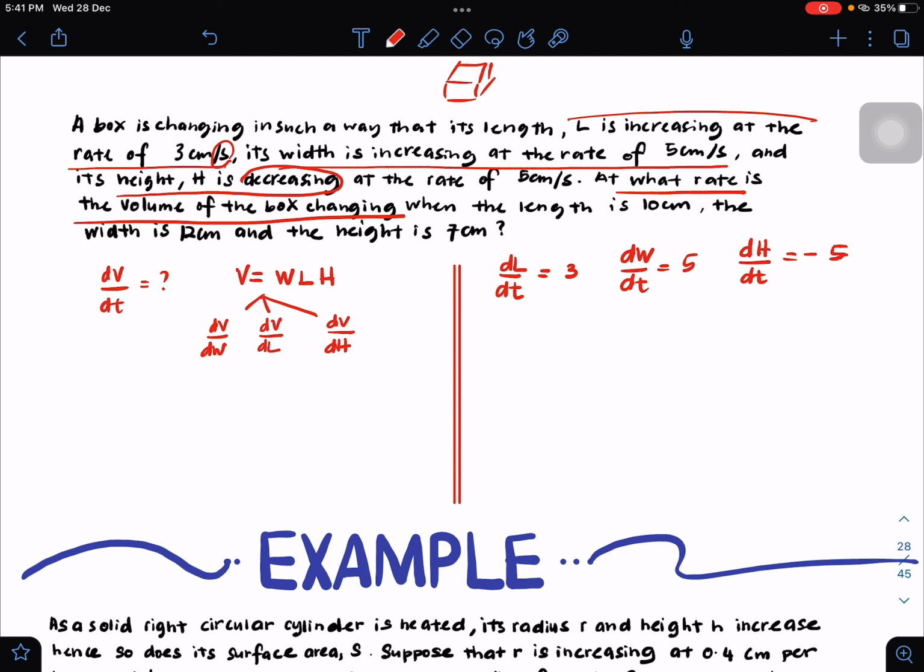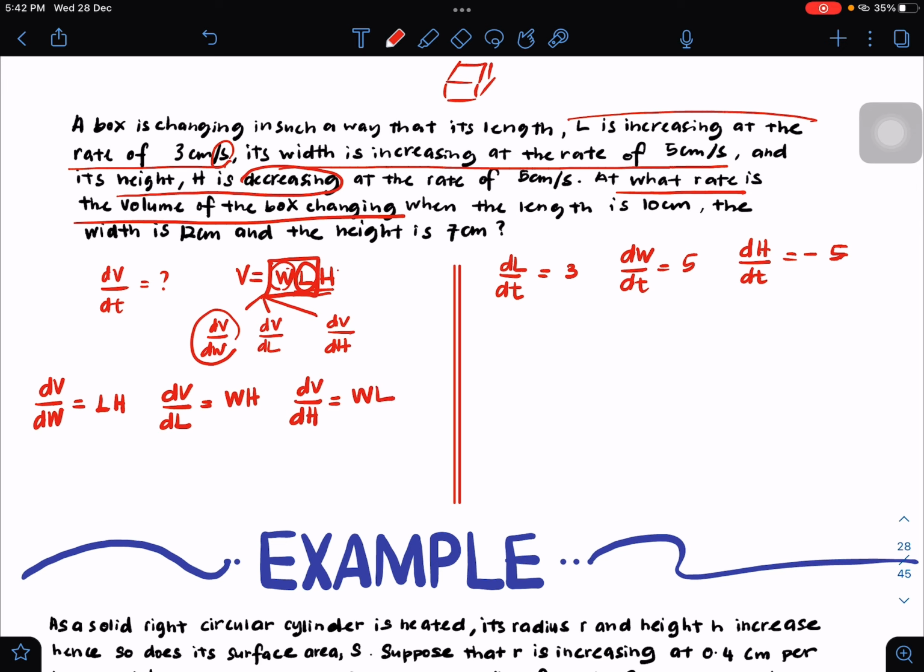So you get all the values here. Now you want to find dV/dt. Okay, class, let's first find our dV/dW. You need to differentiate your V in terms of W. So this one is a constant, you will get LH. dV/dL, okay, kita nak differentiate V with respect to L, so only tengok L, W and H adalah constant, so we have WH. dV/dH, so kita nak differentiate with respect to H, so this one will be a constant, so we have WL.